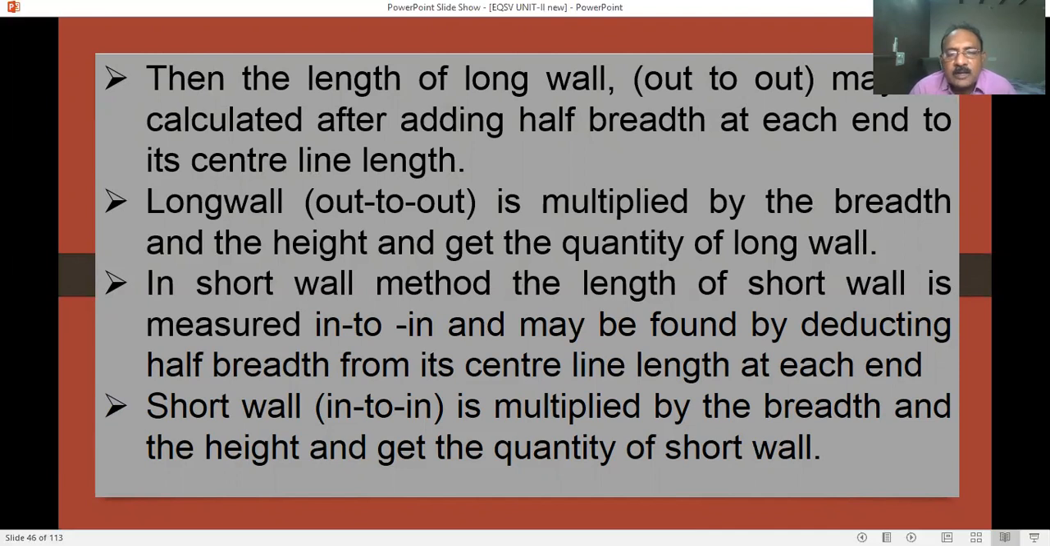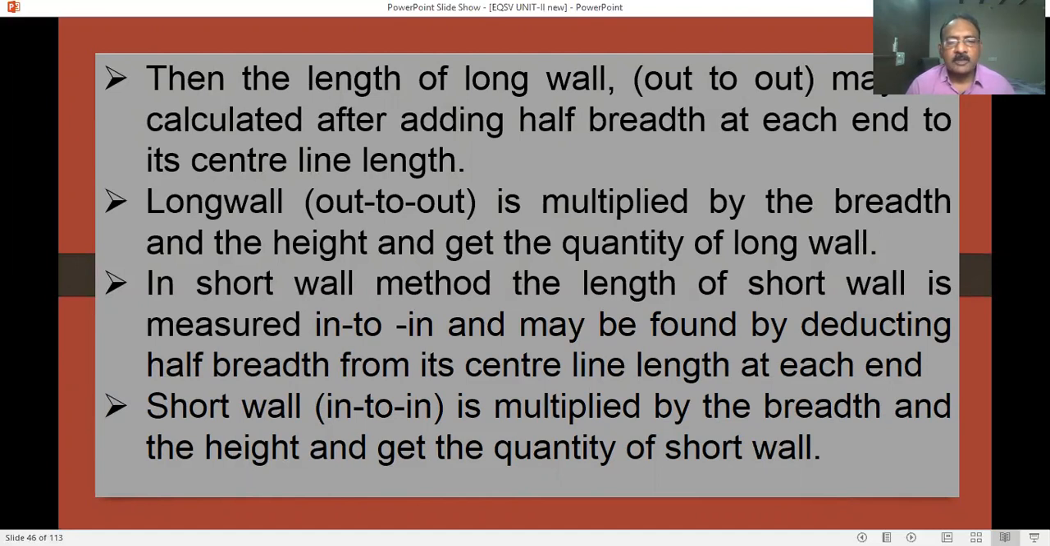First you calculate center to center from the plan. From the center to center wall length, after getting that, you add both side half of the width of your walls, one side and the other side. If it is uniform, same thing, you have to add one breadth or one width of that particular item, either maybe wall or foundation or footing or excavation.